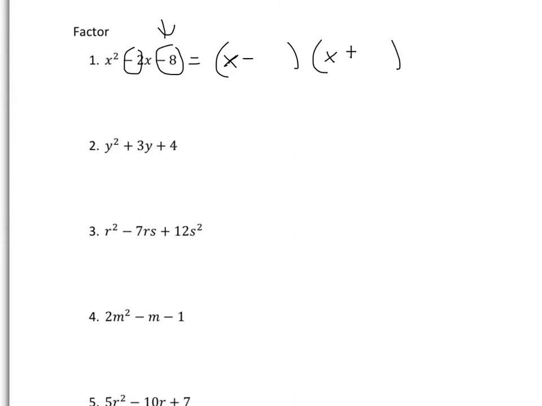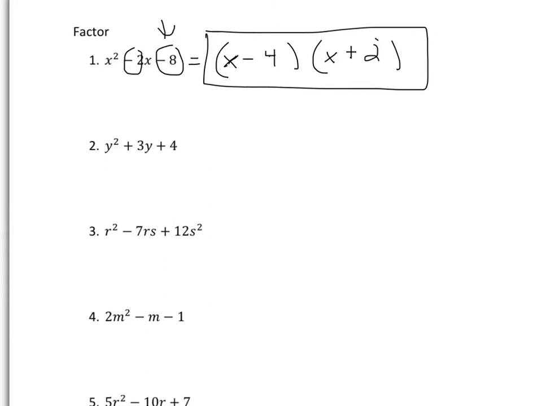But you want to pick the one that adds to negative 2. So if we pick minus 4 and plus 2, then these two numbers multiply to negative 8 and add to negative 2. So that would be the answer. x minus 4, x plus 2.